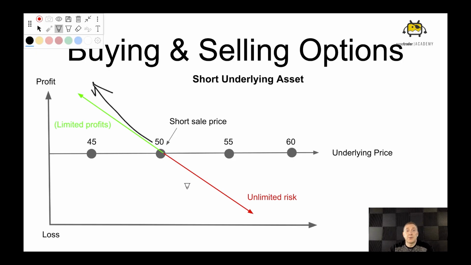So wonderful. But here's the bad thing. If you short an underlying asset, this thing could theoretically go to infinity. Every cent above $50, you're losing money. And you had to pony up the dough to short it, right? It takes a lot more margin. So let's just take a look here.